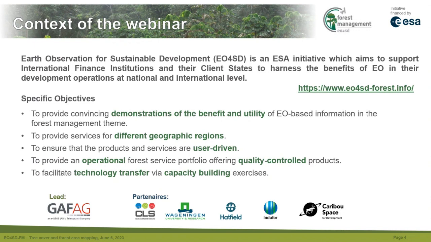For example, within this project, we have various kinds of products: tree cover product, tree cover density, forest area change, tree canopy density, near real-time monitoring. These are the products, but it's not only this. We have capacity building, and we also exchange a lot of information throughout the project.